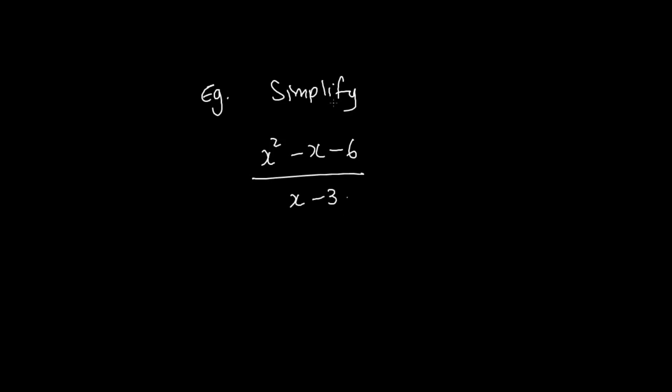Let's say I'm required to simplify this expression. I'm given x squared minus x minus 6 all over x minus 3. Right. So first and foremost, I can factorize the numerator.